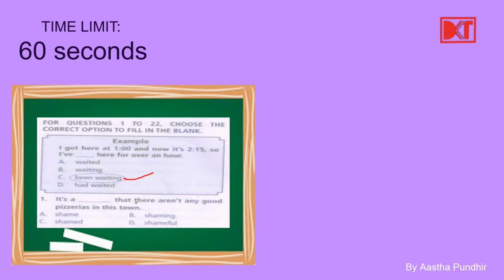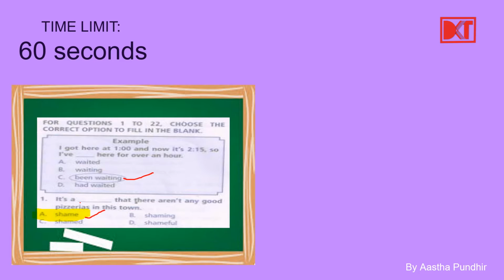Fill in the blanks. It's a dash that there aren't any good pizzerias in this town. It's a shame, or it's a shaming, or it's ashamed, or it's a shameful. Here the correct answer is A. It's a shame. Now shame is what? Shame is a noun. So here we are talking about a certain noun.